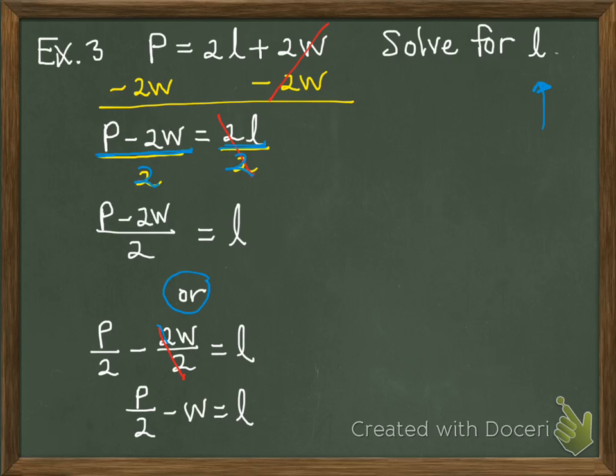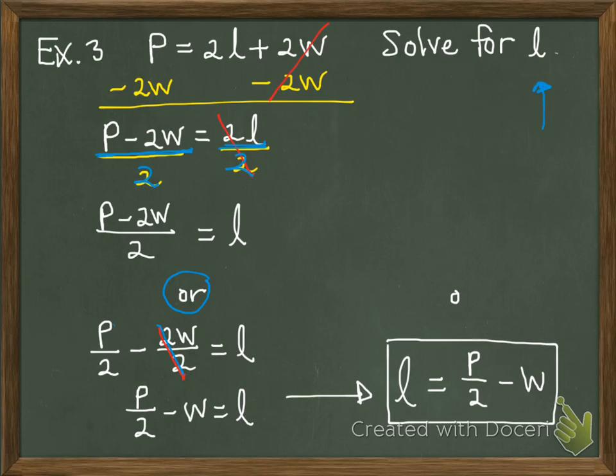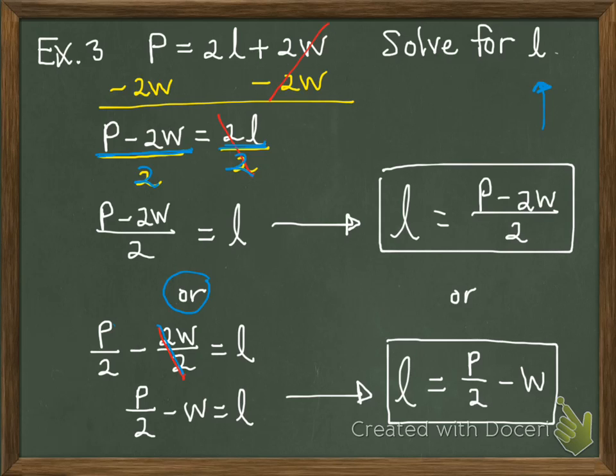2w divided by 2. The 2's cancel right here, and you end up with just 1w. So p over 2 minus 1w is equal to L. What I've done is I've morphed this equation in 2 different ways, but the ending result is the same as the original, just in a different order. So in this case, we have L equals p over 2 minus w, or I can say L is equal to p minus 2w, all divided by 2. That one may have been a little tricky because you're just not used to seeing them that way.